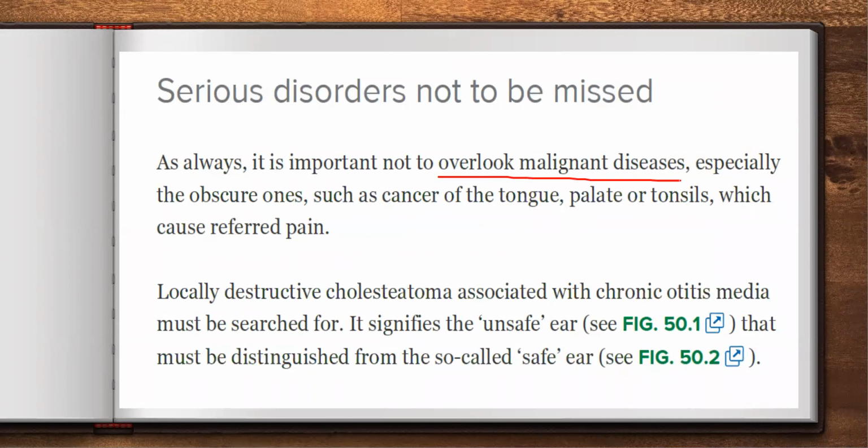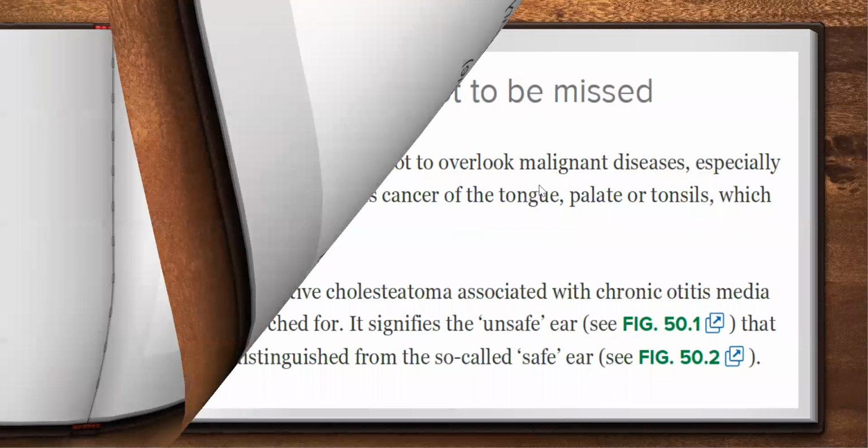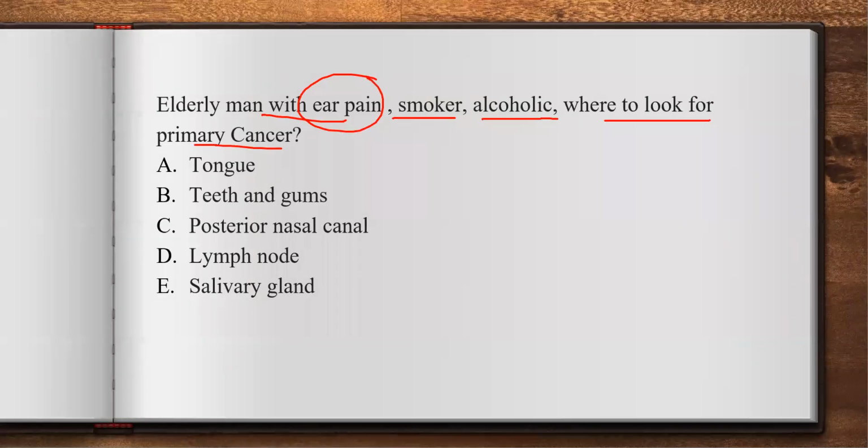So as always, it is important not to overlook malignant diseases, especially the obscure ones, such as cancer of the tongue, palate, or tonsils, which cause referred pain. Yes, nasopharyngeal cancer can also cause pain in the ear, but more commonly, tongue. Now, how to differentiate? Sometimes in the exam, they can say that you have checked the mouth, but there is nothing you have found. That means they are ruling out tongue cancer, because if you check the mouth, you should get something in the tongue. If that is there, then you would think about nasopharyngeal cancer. But in this case, we will go for tongue cancer.